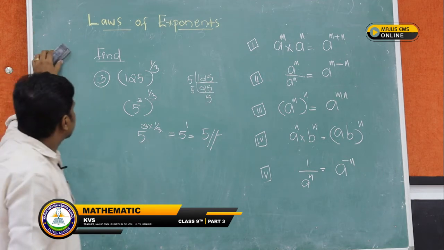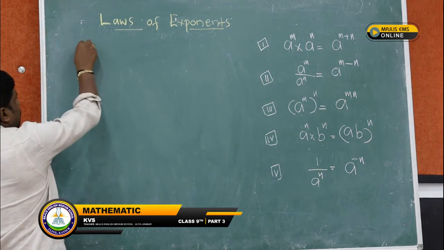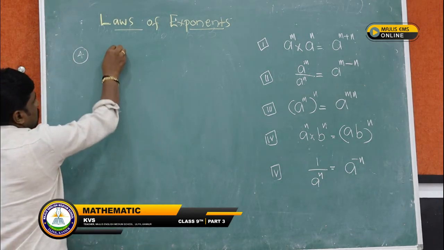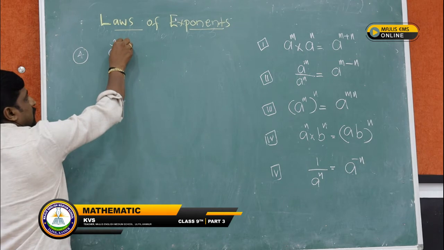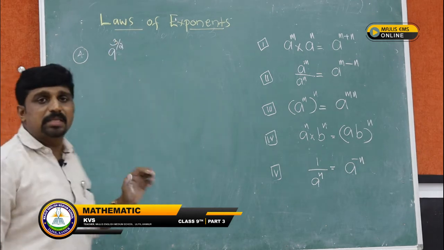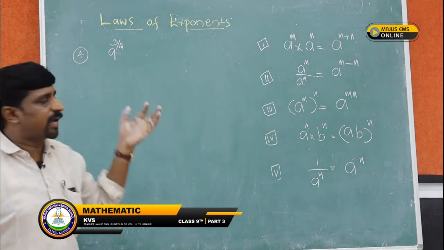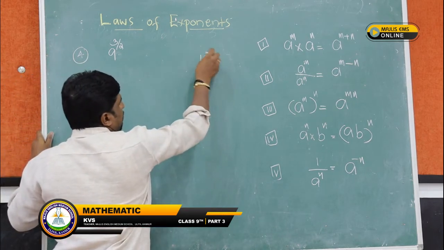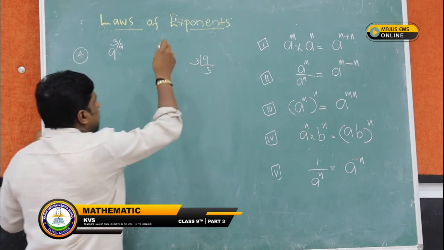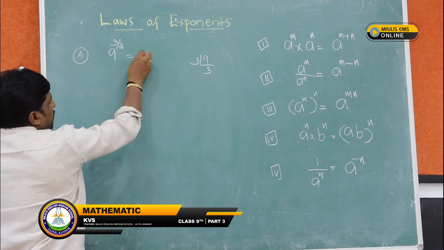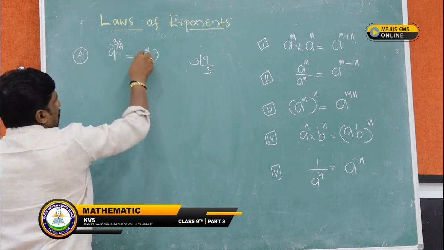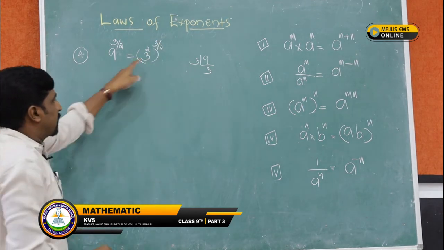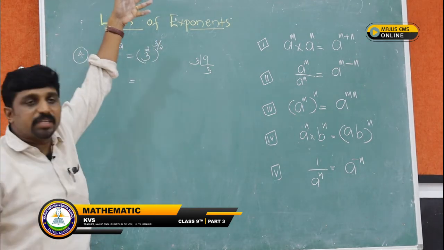Okay. The next question is like this: 9 raised to 3 by 2. We need to find the value of that. 9 can be factorized. 9 can be rewritten as 3 and 3. So 9 can be written as 3 square, whole raised to 3 by 2. 9 can be rewritten as 3 square in brackets, so the power stays the same.